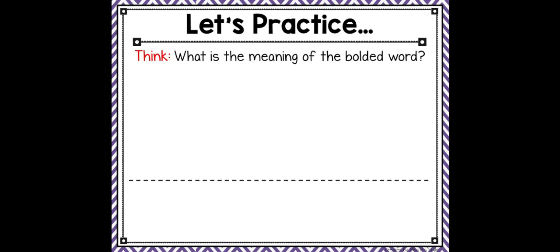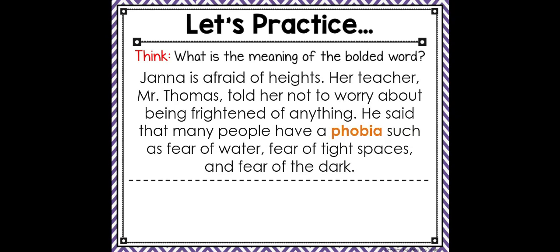So let's practice. Now we're going to practice using context clues in paragraphs. Listen carefully. Think, what is the meaning of the bolded word? Jana is afraid of heights. Her teacher, Mr. Thomas, told her not to worry about being frightened of anything. He said that many people have a phobia, such as fear of water, fear of tight spaces, and fear of the dark.